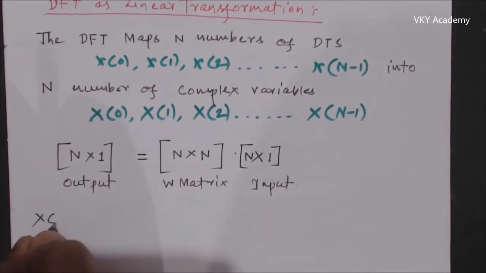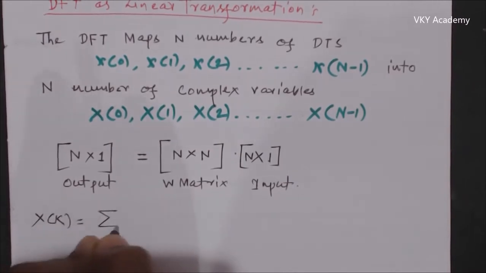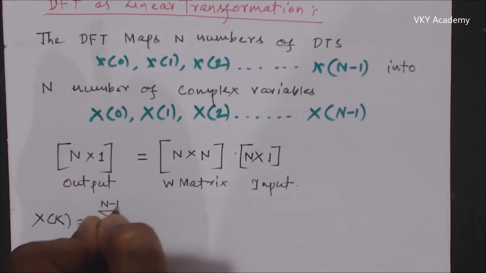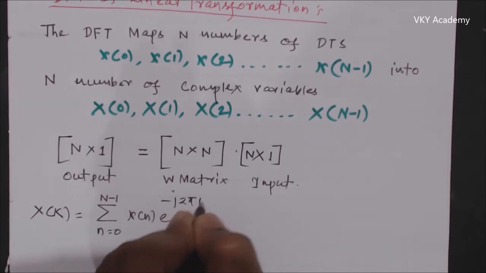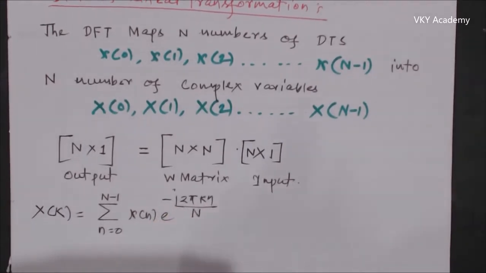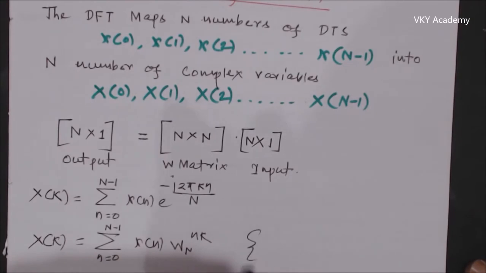As we know, X of k is equal to summation n equal to 0 to n minus 1 x of n e to the power minus j 2 pi kn upon capital N. The same DFT equation can also be written in the form of the twiddle factor as summation n equal to 0 to n minus 1 x of n WN to the power nk, where e to the power minus j 2 pi upon capital N is WN, which is known as the twiddle factor.